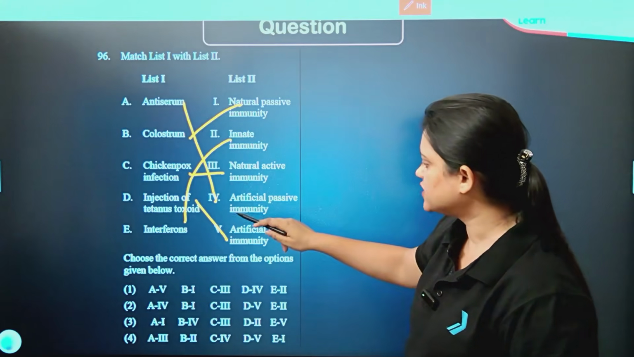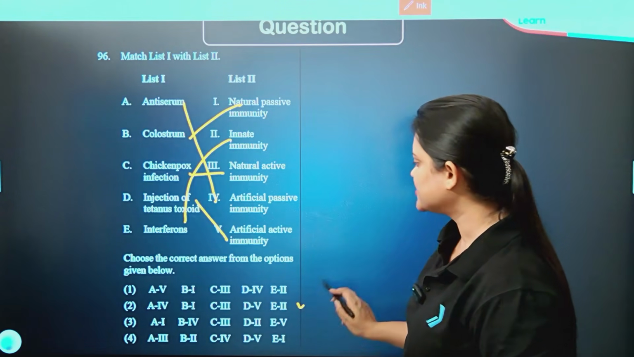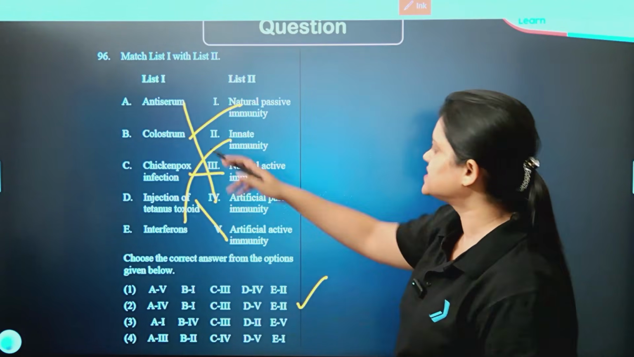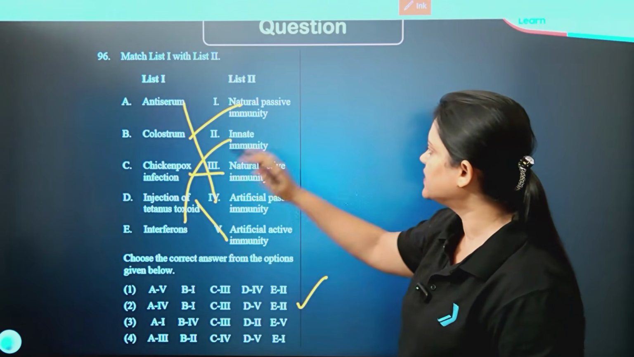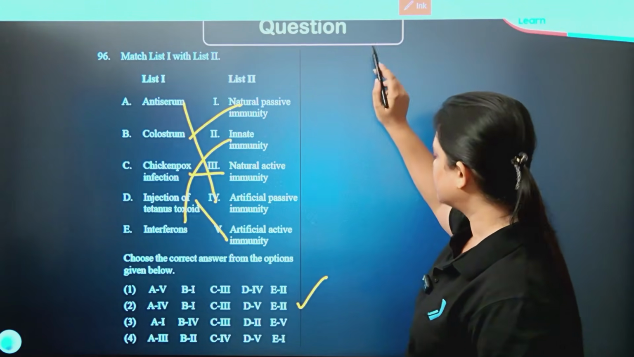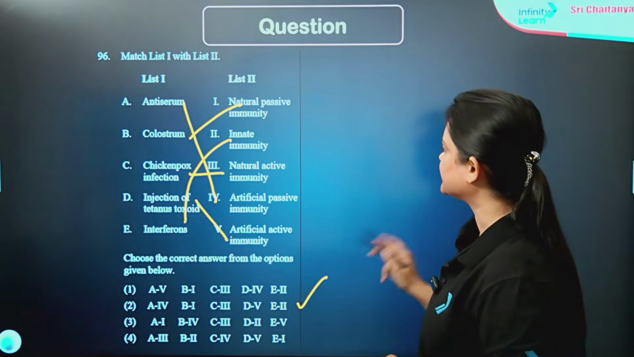So A is matched with 4. We got our answer just by matching the first option. B is matched with 1, C with 3, D with 5, and E with 2. So the correct answer for this question was 2.